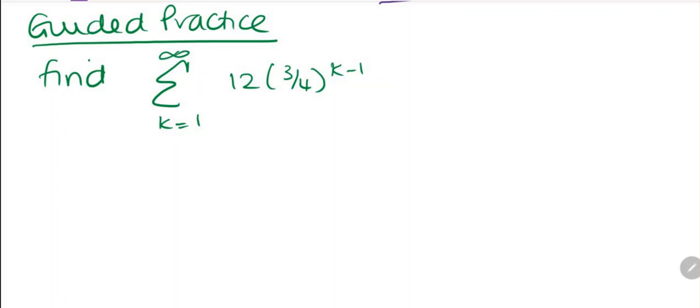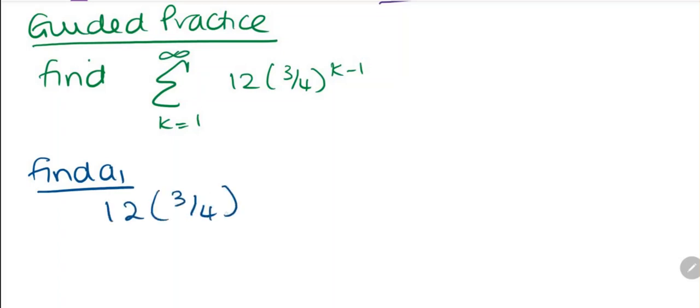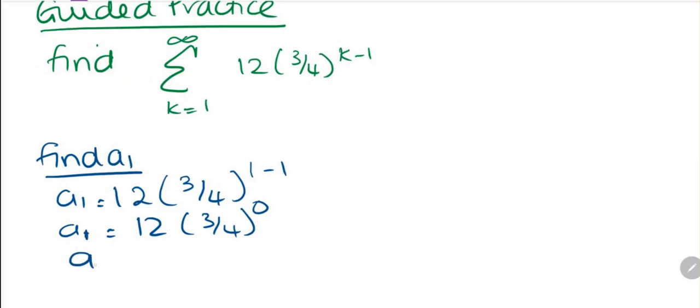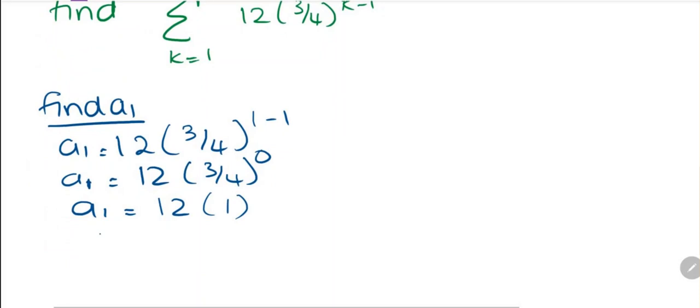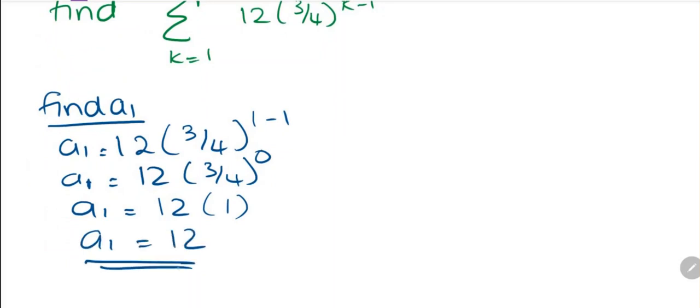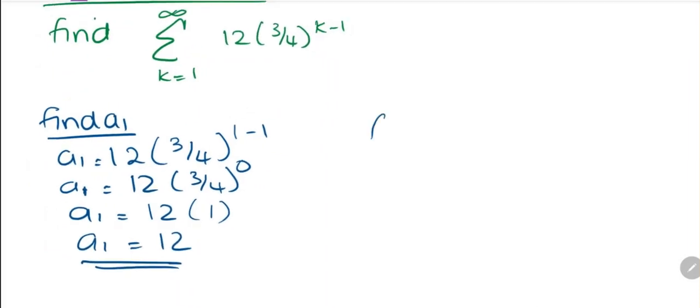So the first thing we need to do is find the first value. So to find a1, we're going to replace k with a value in our formula. So 3/4, k is 1 minus 1. So 3/4, 1 minus 1 is 0. So we said that anything to the power 0 is 1. So a1 is 12.